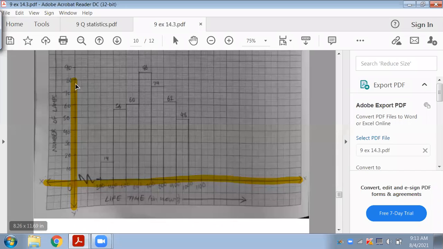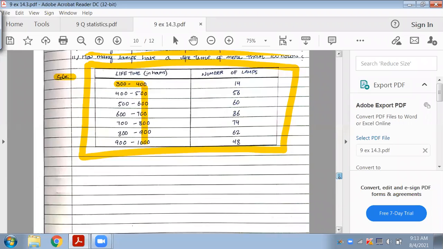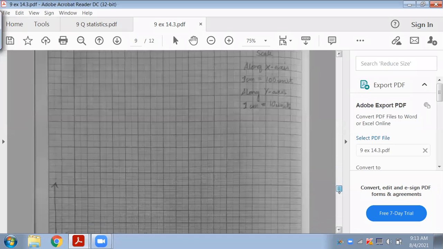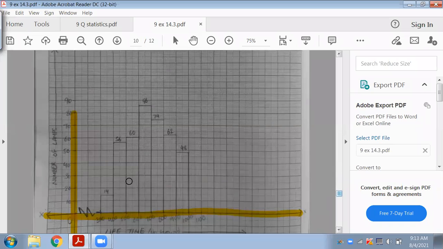And on the y-axis, we're going to take the frequency. The highest frequency is how much? Let's see. The frequency is ranging from 14 to 86. The highest frequency is 86. So we cannot take 1 cm as 1. So along the y-axis, we are going to take 1 cm as 10 units: 10, 20, 30, 40, 50, 60, 70, 80, 90, and so on.